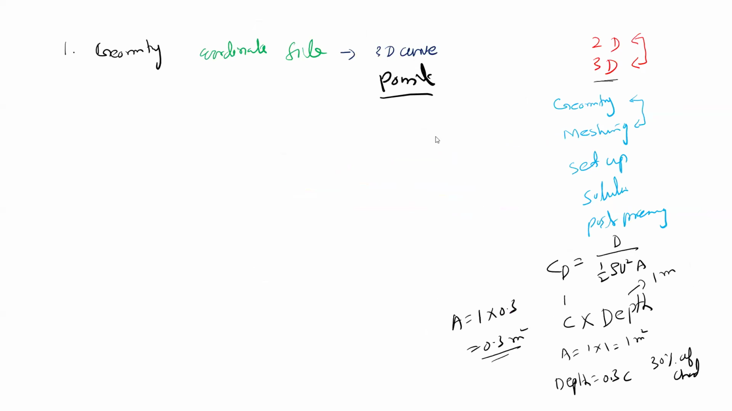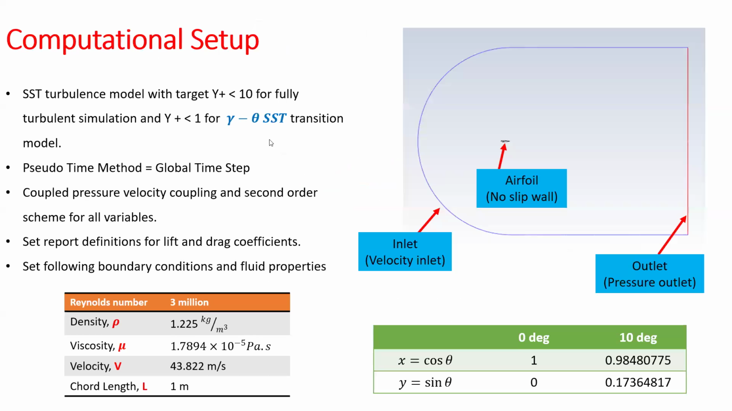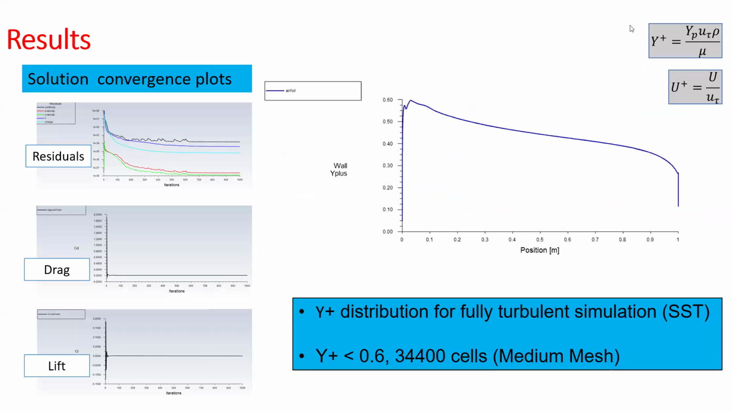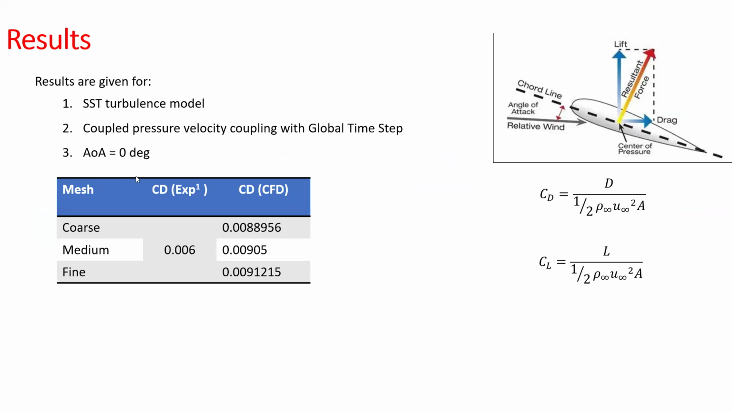And then I discuss the results. These are notes from the previous batch. Then we have the convergence plot for the residuals, drag coefficient, lift coefficient, and the Y plus values for the medium mesh. Then results for the drag and lift coefficients for different angles, for different turbulence models, and for transition models. All these things will be discussed in this course.